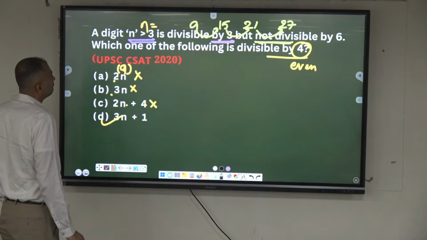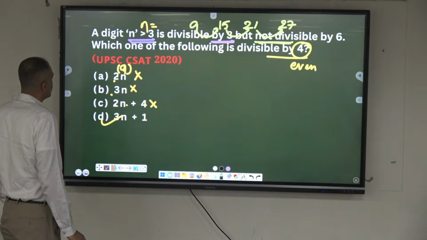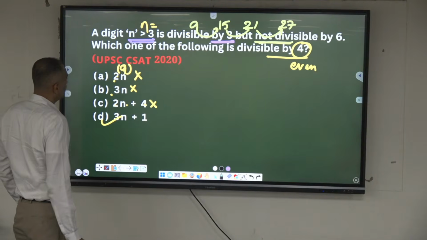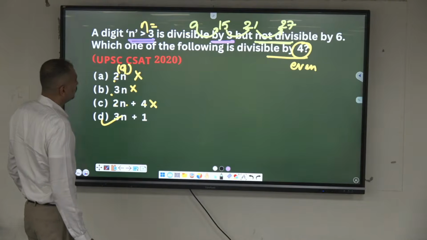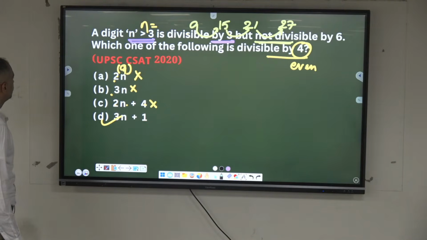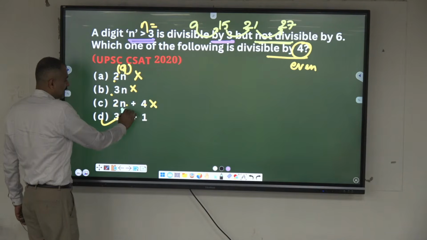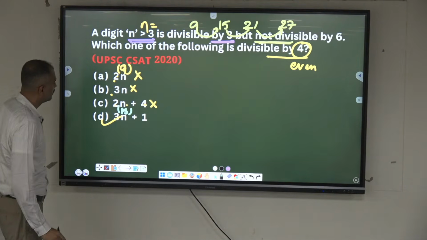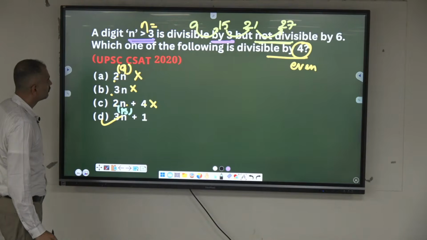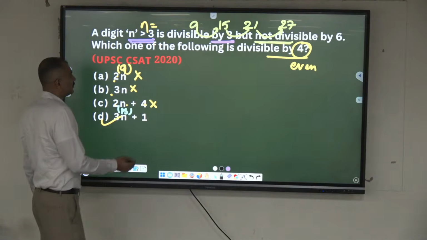So not divisible? 63, 64. 21 into 3 plus 1. 15, why not? Which one of the following is divisible by 4? It says which one of the following is divisible by 4?